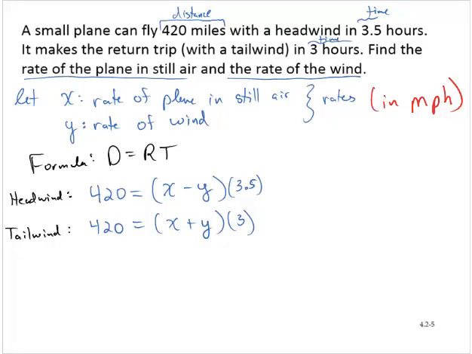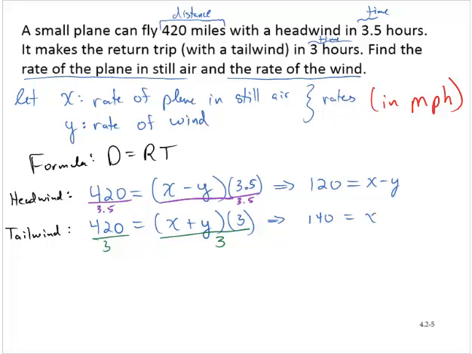Now, you might be inclined to distribute that 3.5 and 3. And there's nothing wrong with that. You could do that. But I'm going to do something else instead. I'm going to take that first equation and divide both sides by 3.5. And if I do that, 420 divided by 3.5 is 120. So I get the equation 120 is equal to x minus y. And similarly, for the second equation, I'm going to divide by 3. And that gives me equivalently 140 is equal to x plus y.